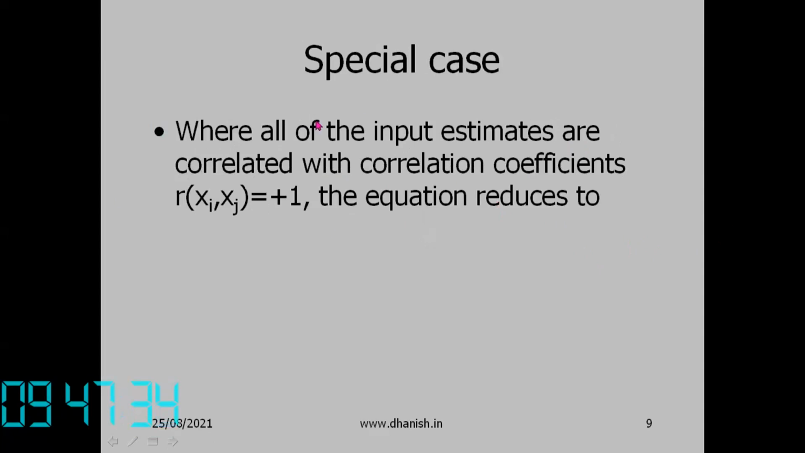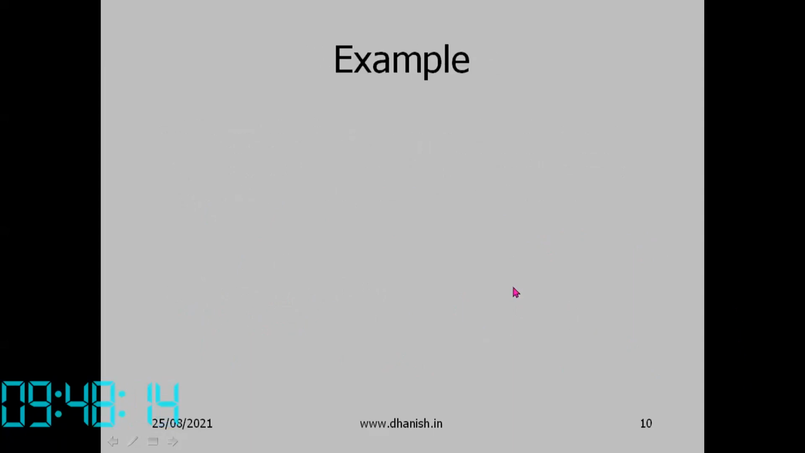So finally, special case where all of the input estimates are correlated with correlation coefficients plus 1. The correlation between any two input factors is 1. The equation reduces to, so just like a plus b whole square is a square plus b square plus 2ab. So where correlation is 1, it becomes a plus b. So combined standard uncertainty y equal to sigma of i equal to 1 to n Ci into standard uncertainty of xi. So this also will apply in a small example.